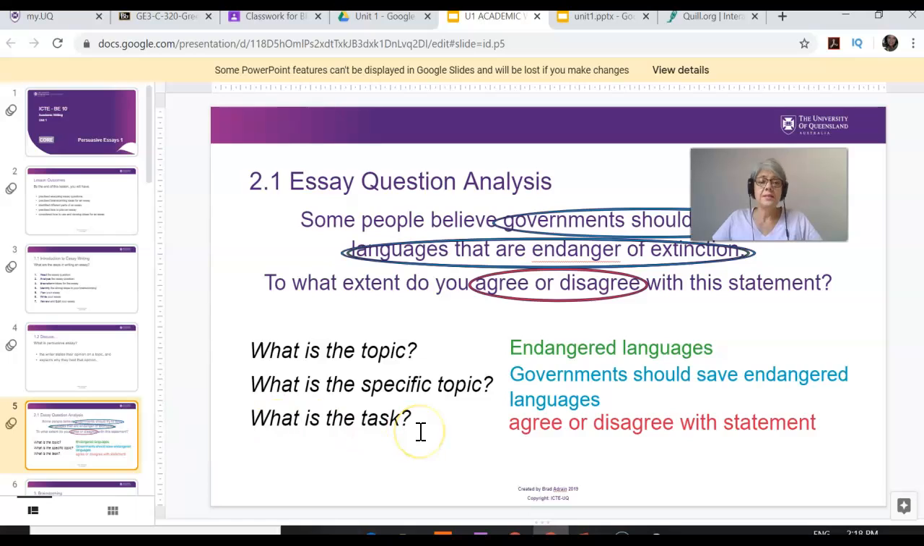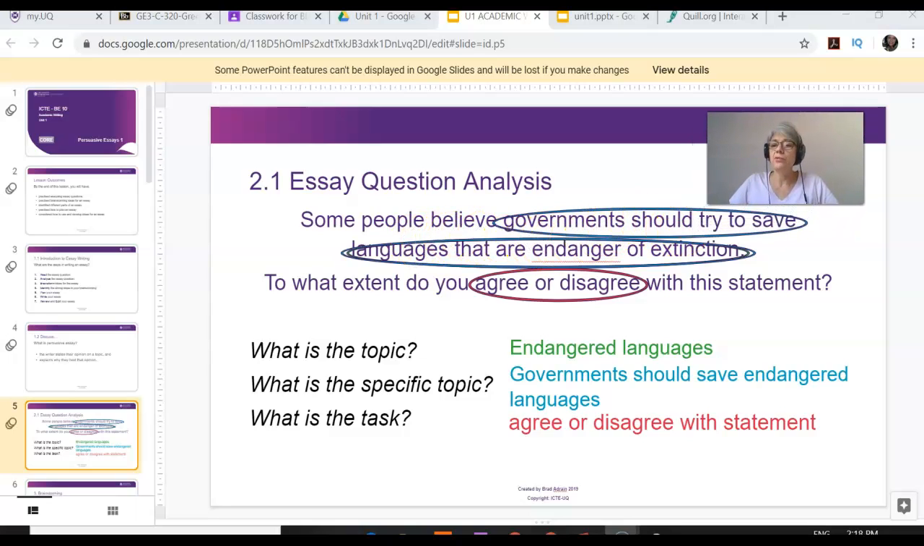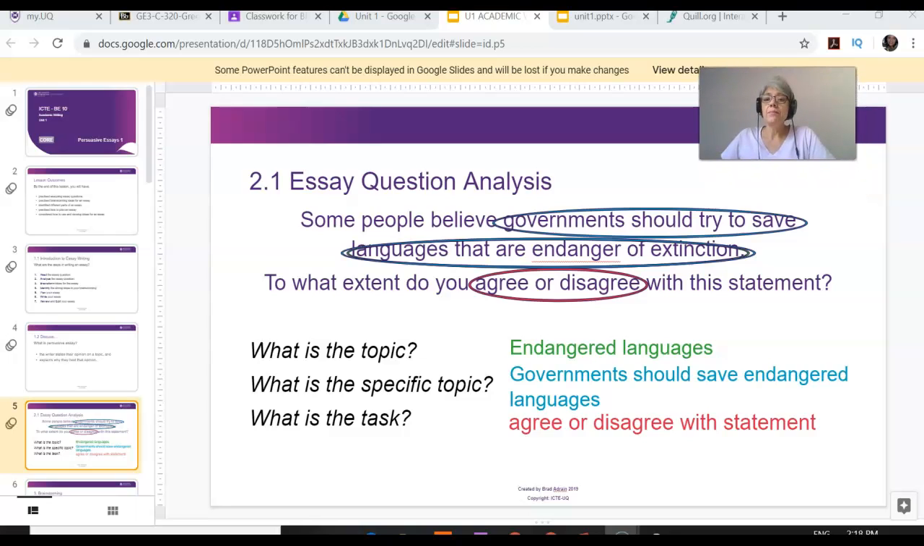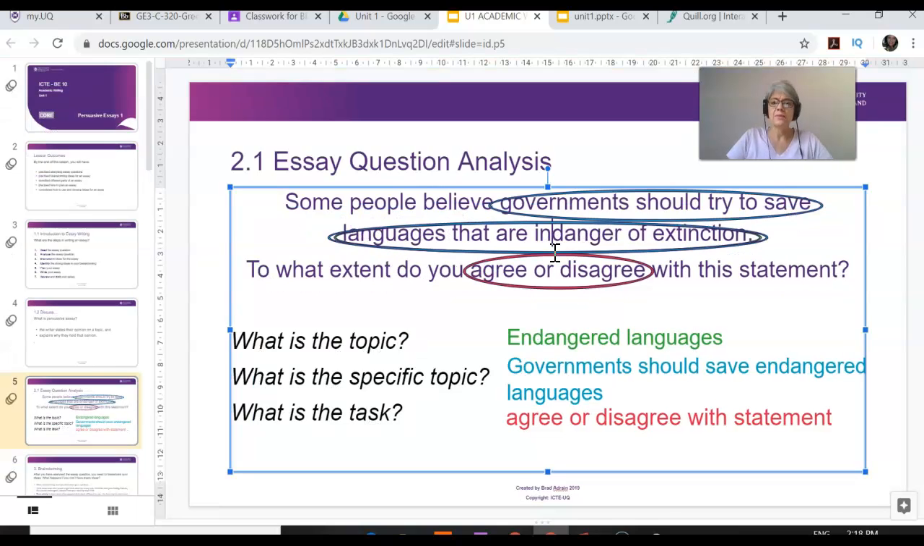So here is a good example. Some people believe governments should try to save languages that are in danger of extinction. To what extent do you agree or disagree with this statement?